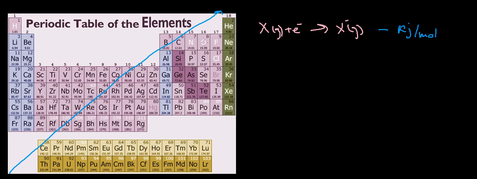Things that want to lose electrons to gain a noble gas configuration or an octet will have low electron affinities. Things that want to gain electrons will have high electron affinities. So with this idea in mind, what should the trend look like on the periodic table? Well, it should look the same as the ionization energy, because the reason that things had high ionization energy are for the same reasons that they're going to have high electron affinity, because they want to gain an octet.